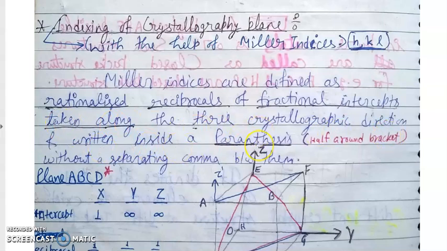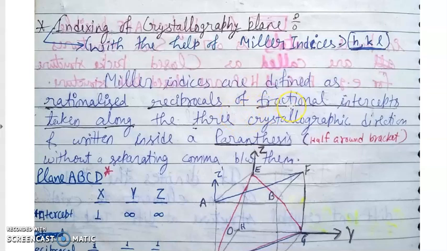written inside a parenthesis, that is, a round bracket. So what are the things you have to derive here? The first thing is the fractional intercept taken along the three crystallographic directions, which means you have to calculate or figure out the fractional intercepts in the x, y and z directions. I will take an example, then you will understand in a better way.